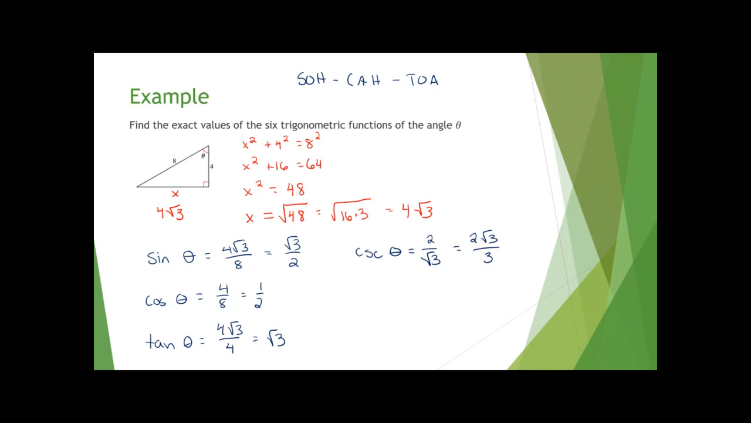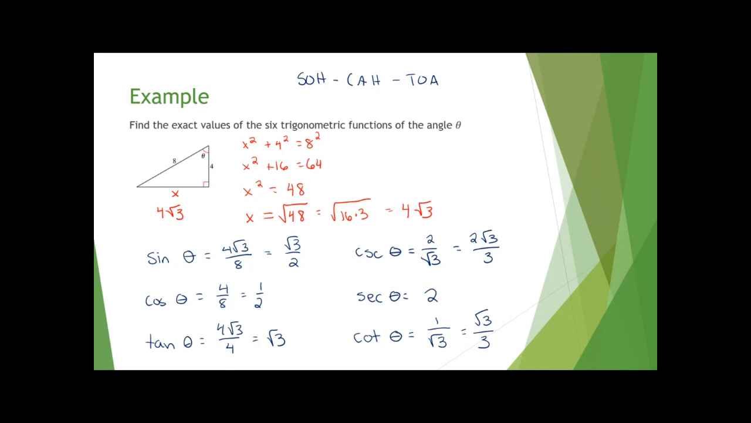The reciprocal to cosine is secant. So that's 1 over 1/2, that's just 2. And then the reciprocal of tangent is cotangent. So that's 1 over the square root of 3, which rationalizes to the square root of 3 over 3. Now I've gotten all 6 values, all the exact values of trig functions.